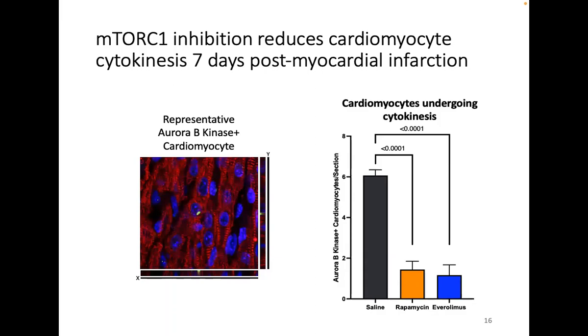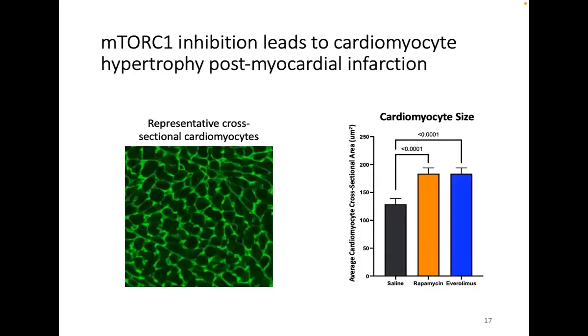And again, what we see is a significant decrease in the amount of Aurora B kinase positive cardiomyocytes in the mTORC1 inhibited hearts, showcasing that not only is mTORC1 inhibiting the heart regeneration, but it's doing it through preventing the cardiomyocyte proliferation, essentially blocking cardiomyocytes from generating new cardiomyocytes to replenish that damaged myocardium.